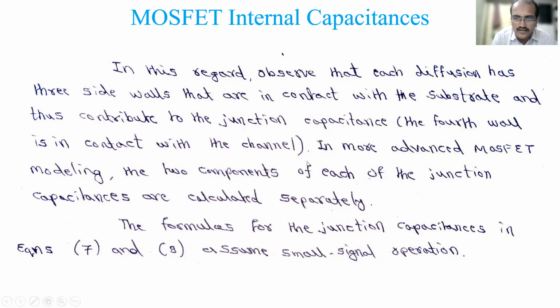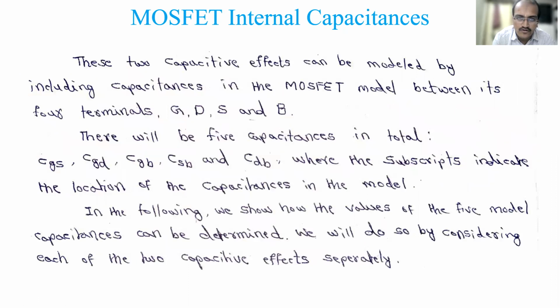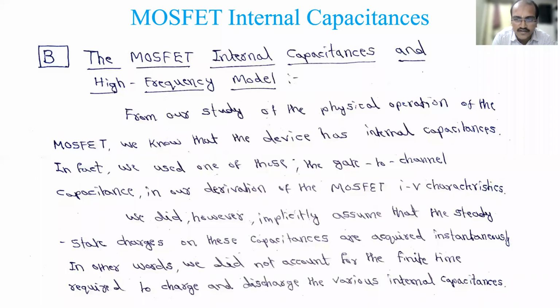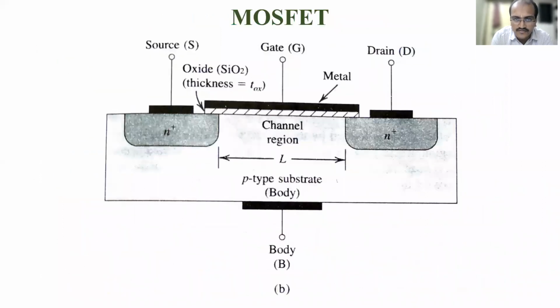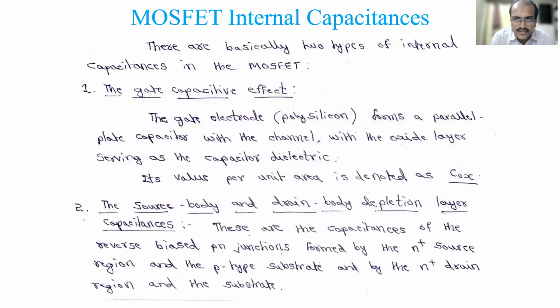Quickly, a recap of what we have done so far. We had not considered the capacitive effects in our device structure of the MOSFET, so we have now considered the capacitances which exist between the various diffusion regions and the body in the construction of the MOSFET. They are categorized under 2 things: one is gate capacitive effect, another is the source-body and drain-body depletion layer capacitance. Depletion layer, diffusion, all these are the same terms.